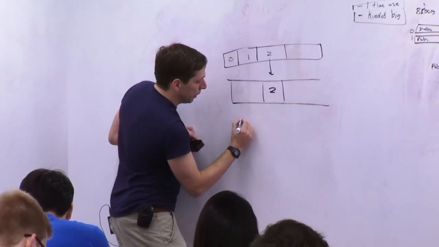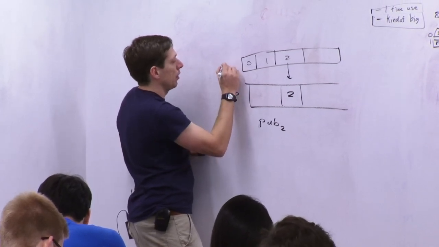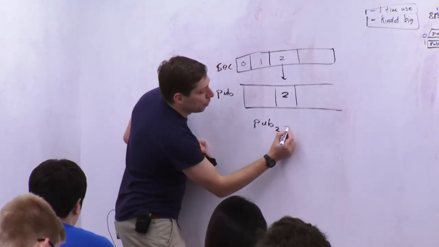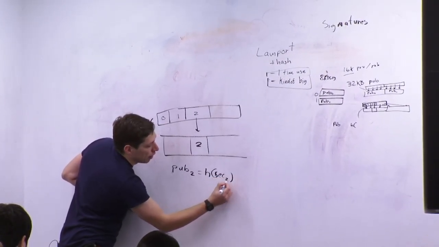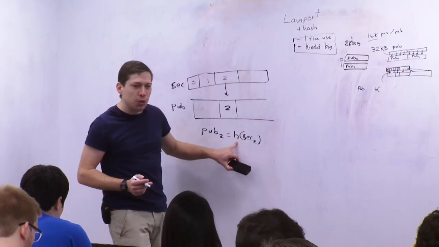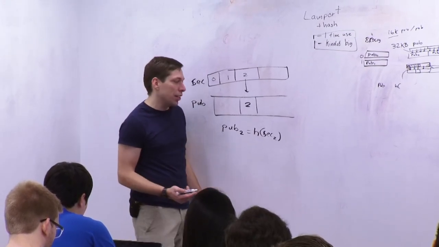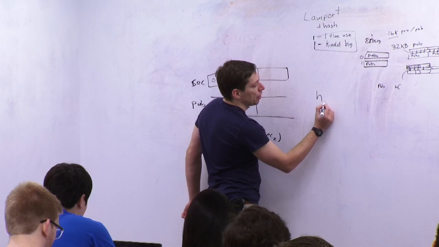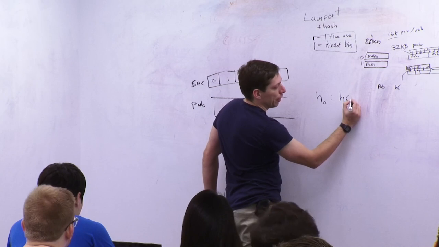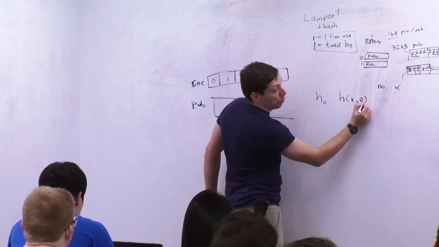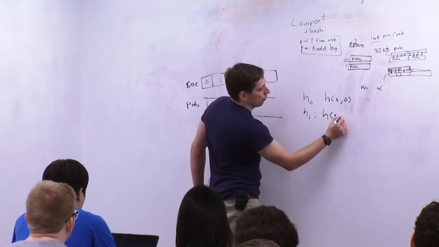So we say, okay, pub 2, and this is public, this is private, and let's say secret. Pub 2 is just the hash of secret 2, right? But what we could do is have two different hash functions. A real simple way to make a whole bunch of different hash functions is we define hash 0 as the hash function of whatever your input x is concatenated with the number 0. And then hash 1 we define as just x comma 1 and so on.